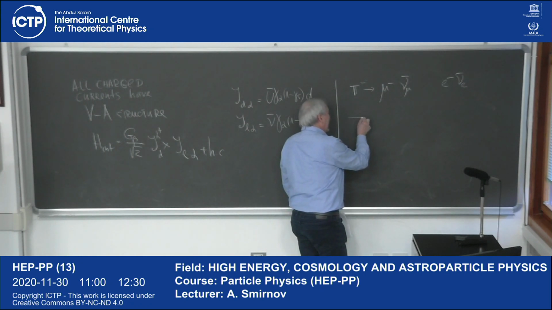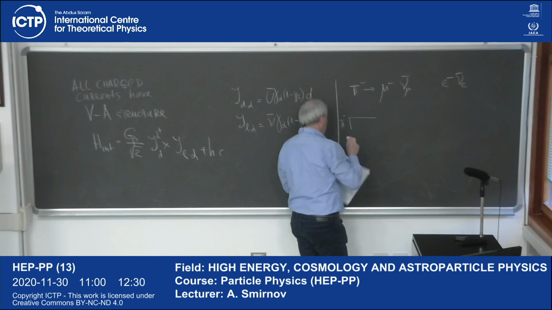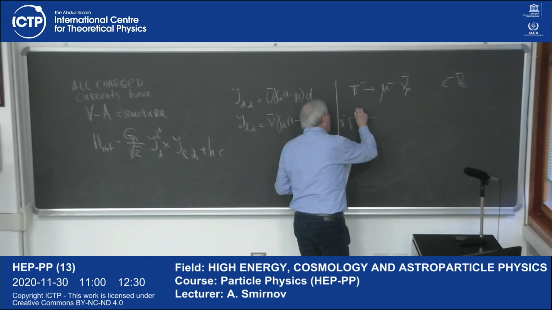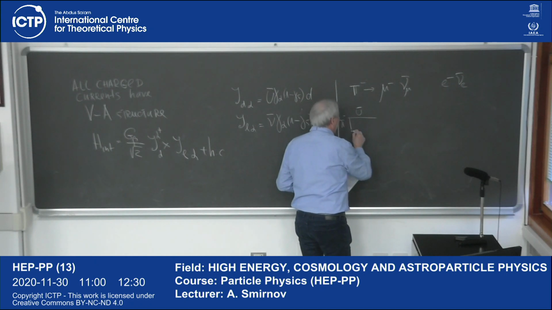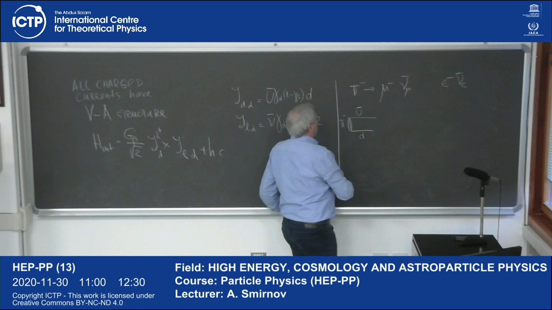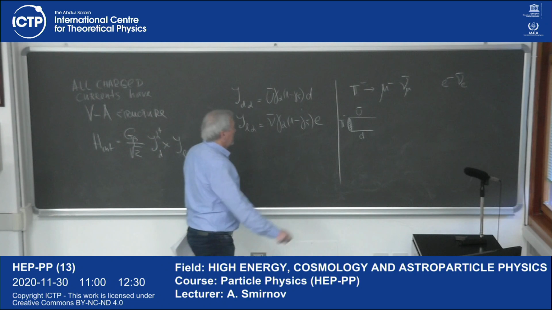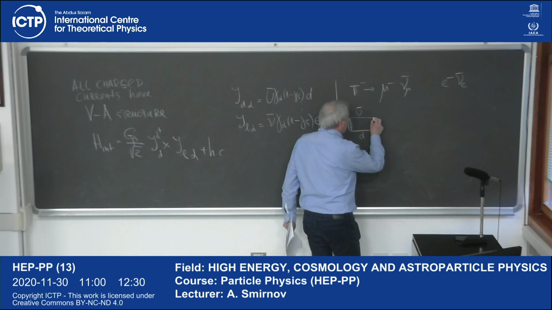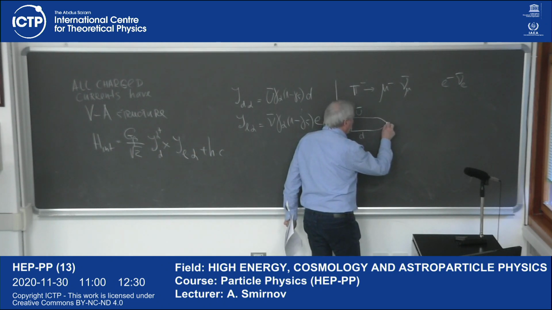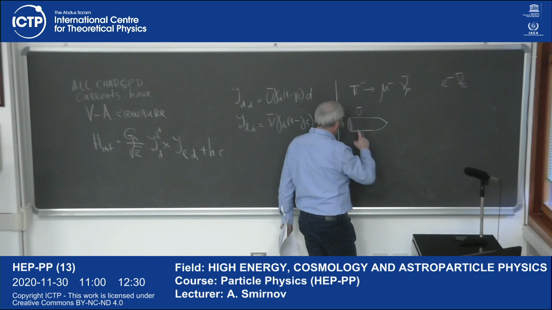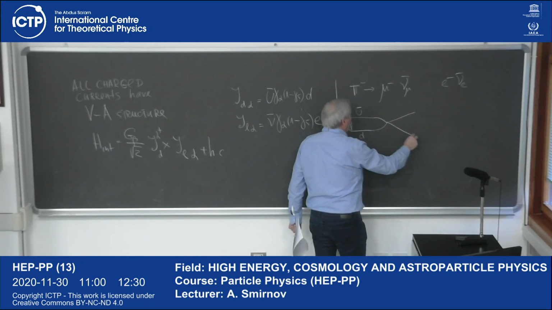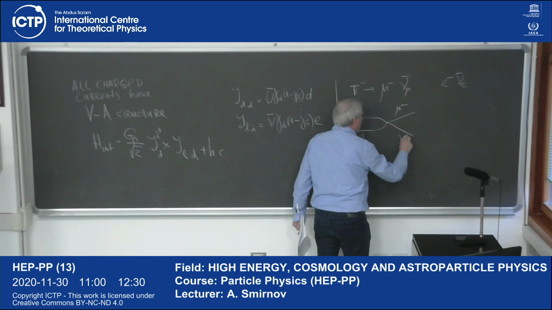Now, at quark level, pi minus is the system of U antiquark and D quark. And to organize this decay, we need to have the following: annihilation of this U bar and D, and emission of mu minus and mu neutrino.